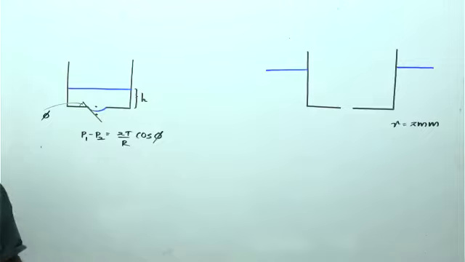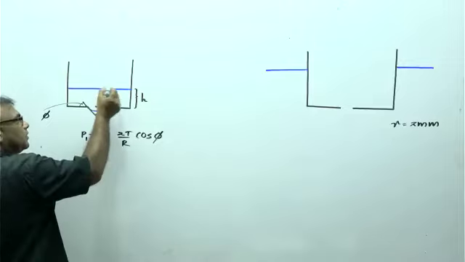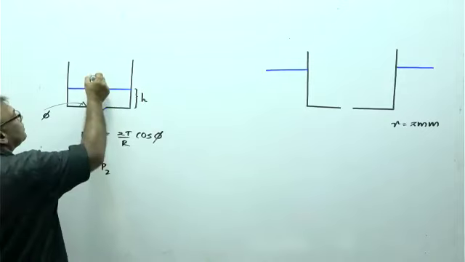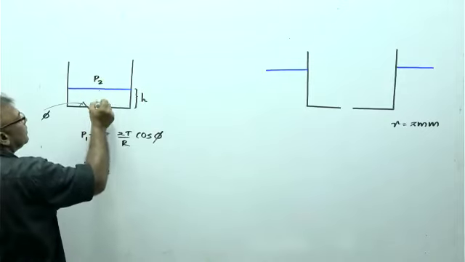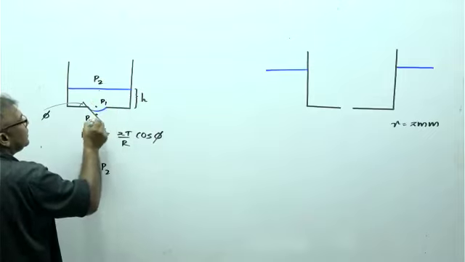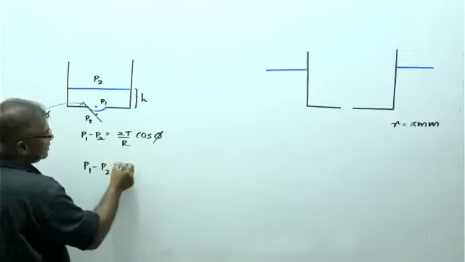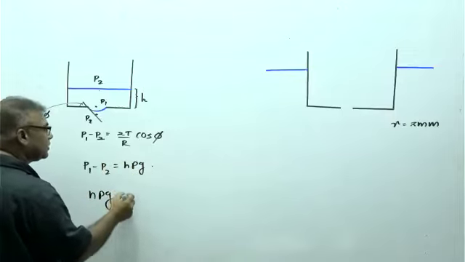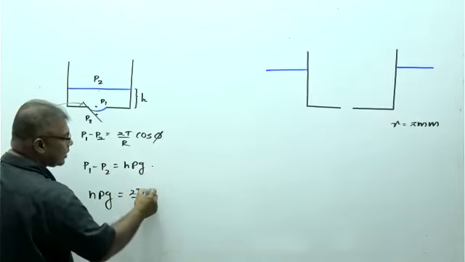Clear. And from here to here we have H rho g, P1 minus P2. Here we have P1. Here we have P2. Same pressure. Equals H rho g. So H rho g equals 2T over R cosine psi.